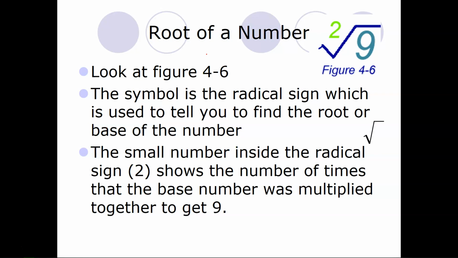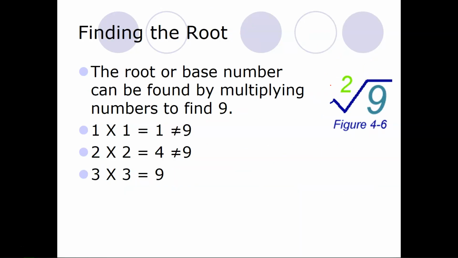Okay, so 4-6. The symbol is the radical sign, which is used to tell you to find the root or base of the number. The small number inside the radical shows the number of times that the base was multiplied together to get 9. So what times itself twice gives you 9? It is 3.